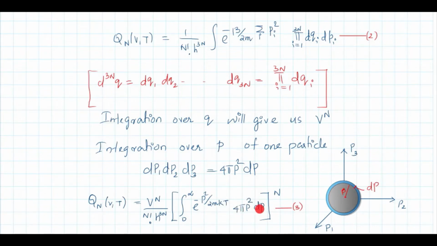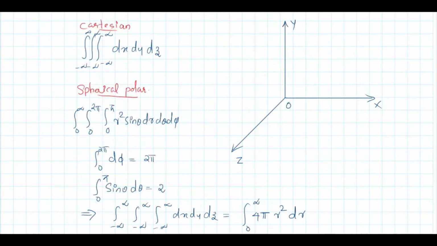This 4 pi p square dp is the volume element expressed in spherical polar coordinates, instead of Cartesian dp1, dp2, dp3. Okay, that I will explain here. See, in x, y, z axis, if you are choosing Cartesian, the volume element is dx dy dz, and the integral should vary from minus infinity to infinity for all the three coordinates. This covers the entire space.